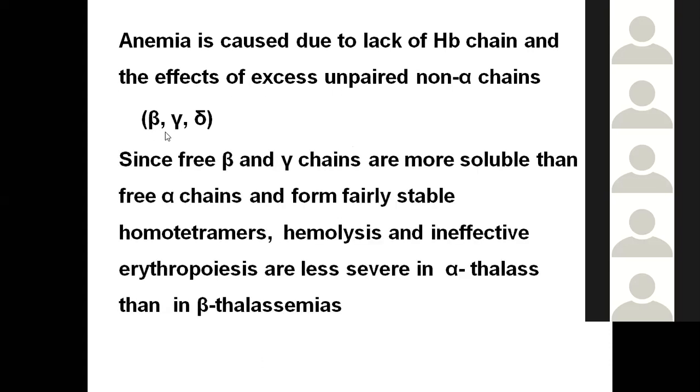Now anemia is caused due to lack of hemoglobin chains and the effects of excess unpaired non-alpha chains. Now see what happens: beta, gamma and delta chains. Just understand this point in short. Beta and gamma chains are too much water soluble. If they are even slightly free, not bound inside the hemoglobin molecule, they are more water soluble, more plasma soluble, and they form a stable state, homotetramers. They join together because they are more soluble. So all these free beta, gamma or delta chains combine together and form a precipitate-like thing which causes hemolysis in the RBC, and ineffective erythropoiesis also occurs. But it is less severe in alpha thalassemia as compared to beta thalassemia.